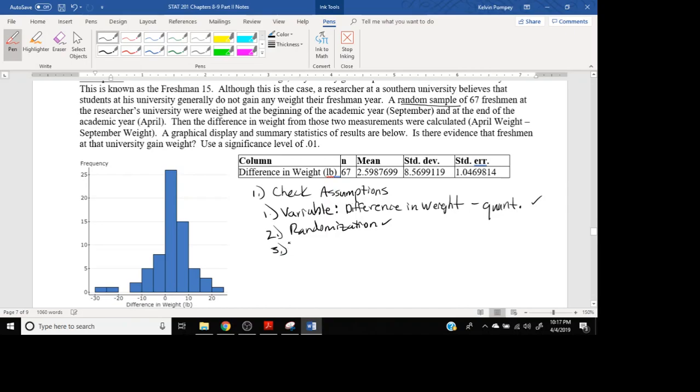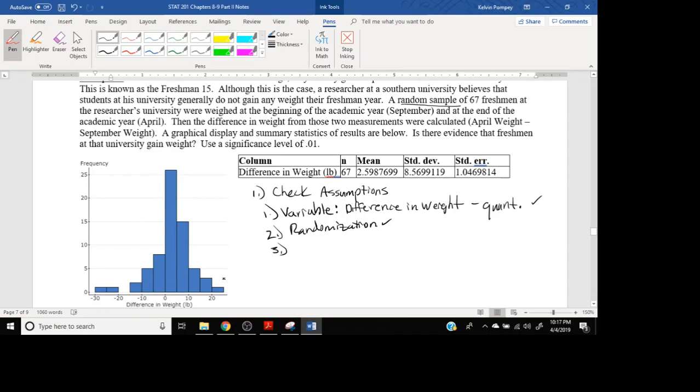That third and final assumption is that our population distribution is normally distributed, right? There is nothing that talks about the distribution of the population. That's what we're worried about here, right? But we do have this graphical display here. So we don't have any information about the population, but we do have our sample. This is from the data that we collected.